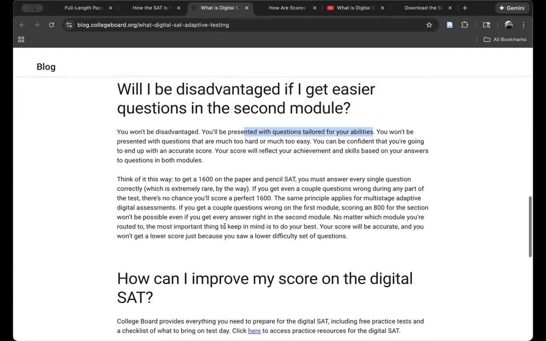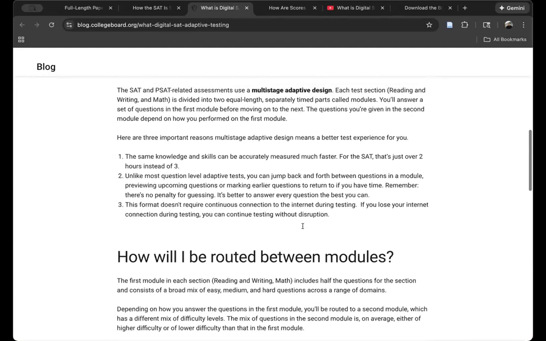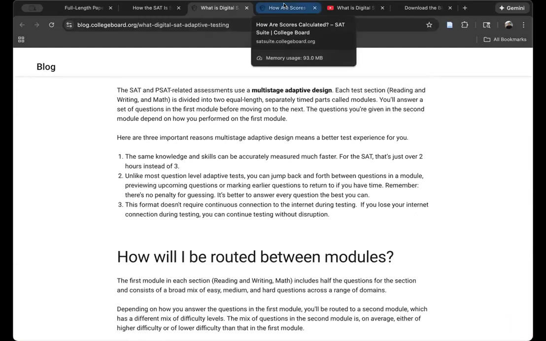And the most important thing is doing your best, answering every single question. And again, just doing your due diligence to try to get every question correct.